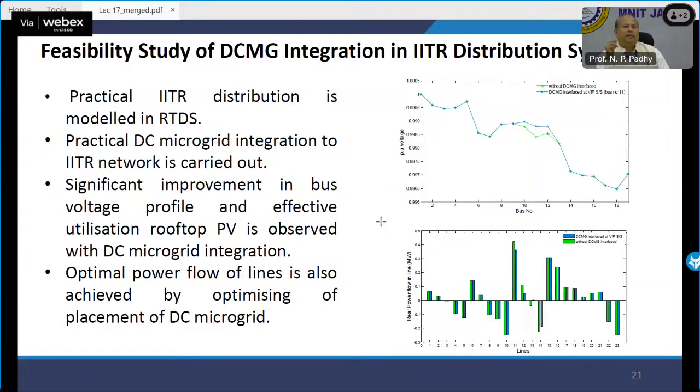The practical IITR distribution system is modeled in RTDS. Practical DC microgrid integration to the IITR network is carried out. Significant improvement in bus voltage profile and effective utilization of rooftop PV is observed. So having a microgrid with real-time operation, the voltage profile of the system can be easily operated. Optimal power flow of lines is also achieved by optimizing the placement of DC microgrids.